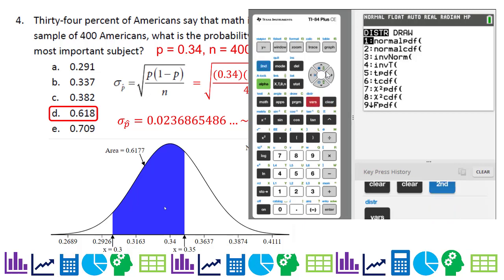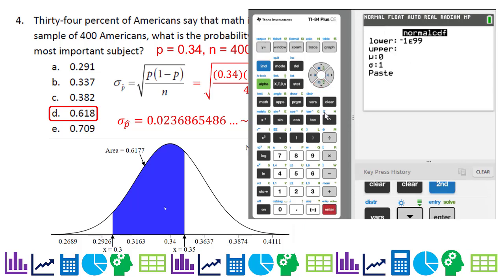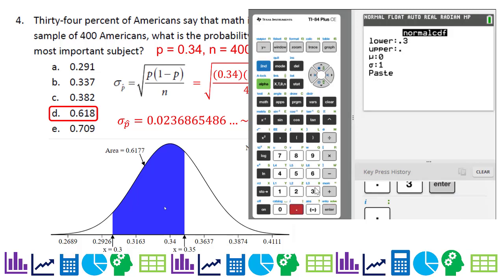Second distribution, normal CDF, because we're doing an area. Number 3 does values. So like on your drop downs on the Staplet, this is the top one for finding percentages or probabilities. Number 3 is the second one for finding values if you know percentages or probabilities. So I'll hit enter. We can go there. And we said we're going between 0.3 and 0.35. And we're putting in our mean of 0.34 and our standard deviation of 0.0237.